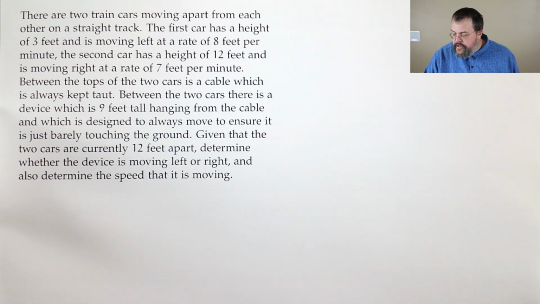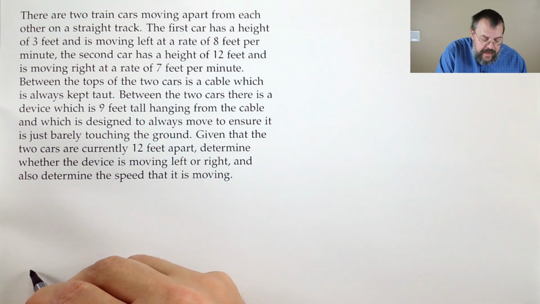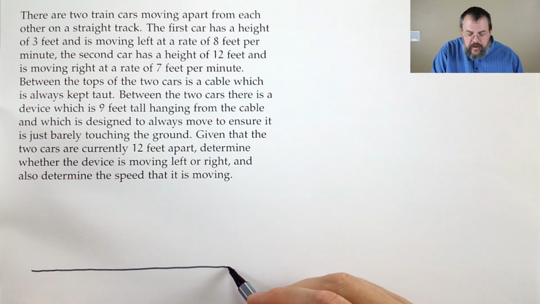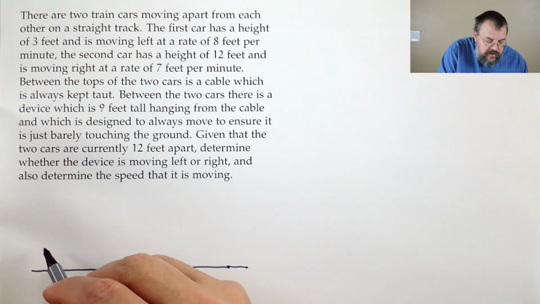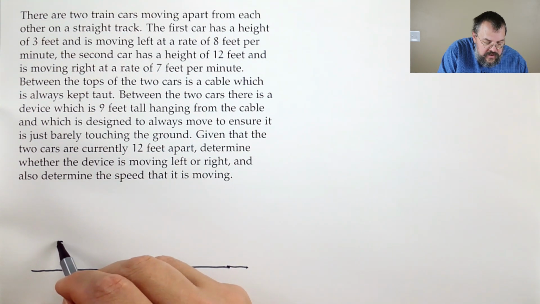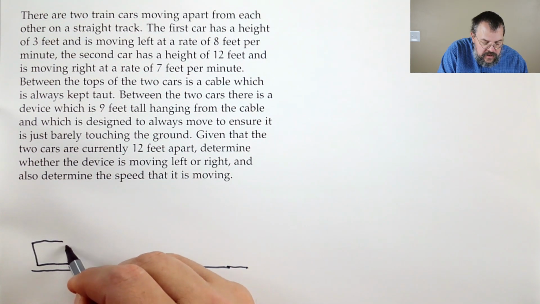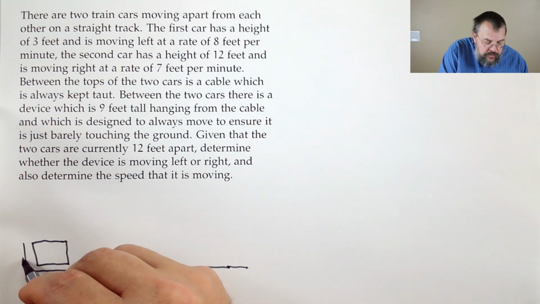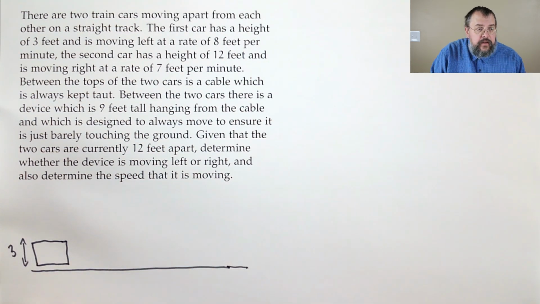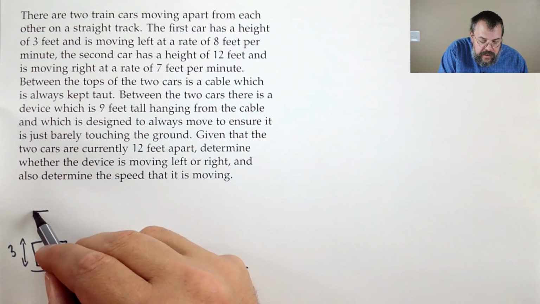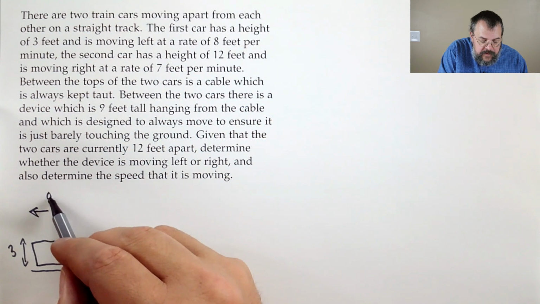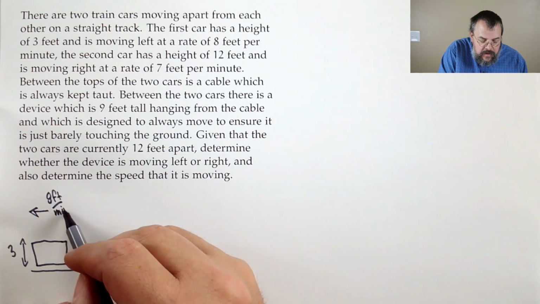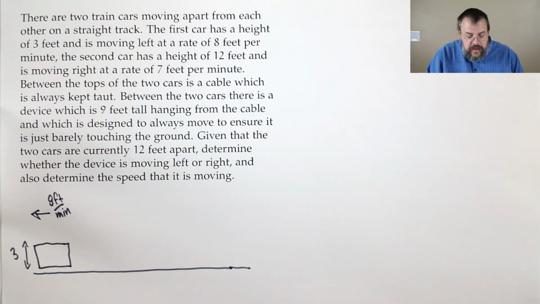So let's start drawing this picture, because we're going to have to draw a picture at some point. So we'll start adding things into our picture. So here we go. 2 train cars. Now, the first car, all right, it's a very short train car. So I'll just draw a little short one here. And we have that this is at 3 feet. And we know it's moving to the left, and it's going at 8 feet per minute. All right. There we go.